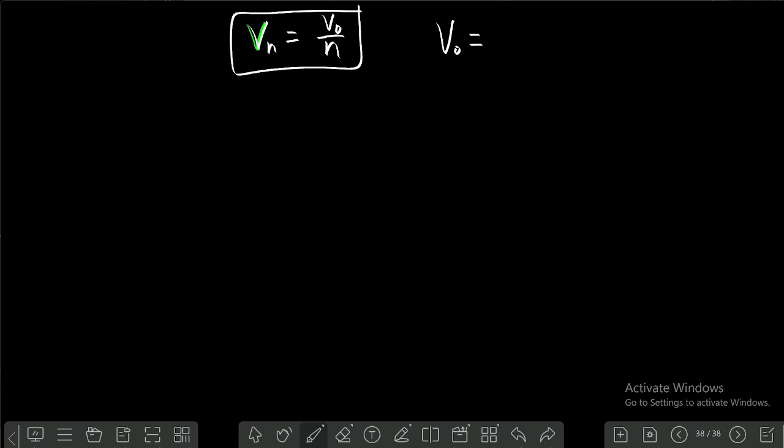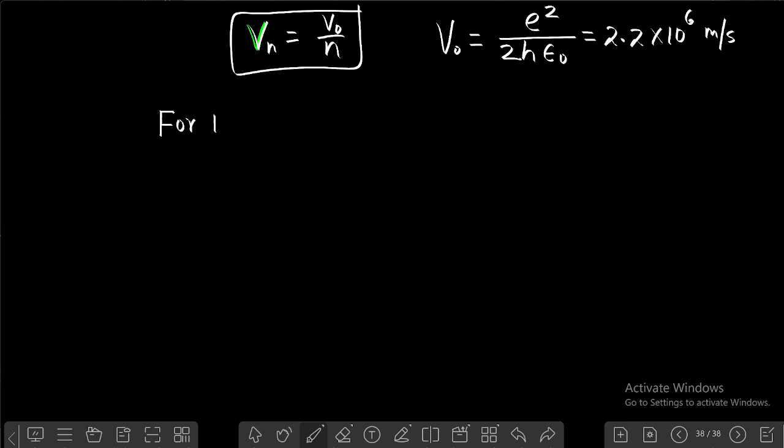Next, listen. Vn can be written as V naught by n. What is V naught? V naught equals e square by 2h epsilon naught, which is 2.2 into 10 to the power 6 meter per second. Remember.